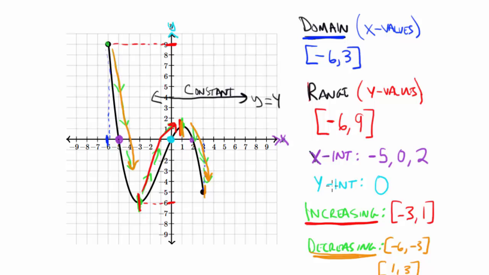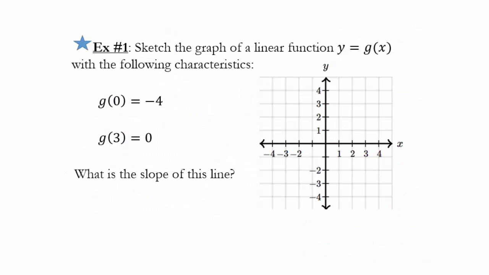And so these are all pretty important characteristics that we want to consider when we're looking at the graph of a function and interpreting it. Let's take a look at a couple more examples. Example number 1. Sketch the graph of a linear function y = g of x with the following characteristics. g of 0 equals -4 and g of 3 equals 0, and then it says what is the slope of this line.